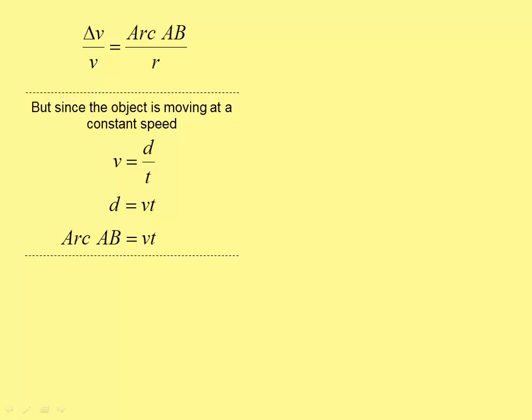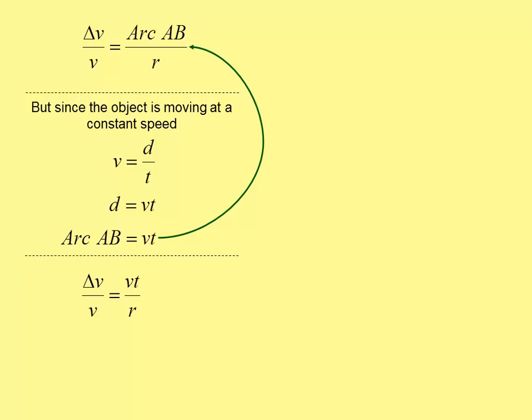Right? Do a little algebra here. Distance is speed times time. That's really our toy car lab equation. And then the distance is the distance from A to B, which is the arc length AB. Substitute that in. We now get a proportionality that says the change in the speed is to the speed what the speed times the time is to the radius.